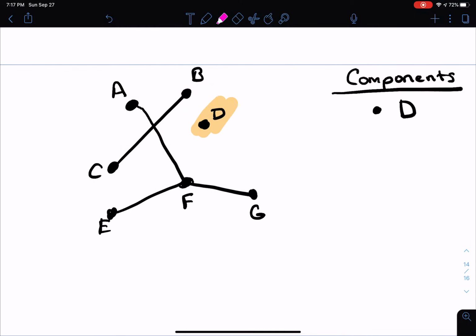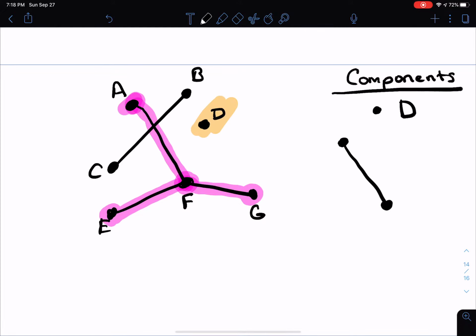Then let's do one that starts with vertex A. Vertex A has an edge connecting it down to vertex F. Vertex F has edges out to vertex E and out to vertex G. But as far as that graph is concerned, that's it for that piece, that component. So that's a separate component on this graph: A, E, F, and G.